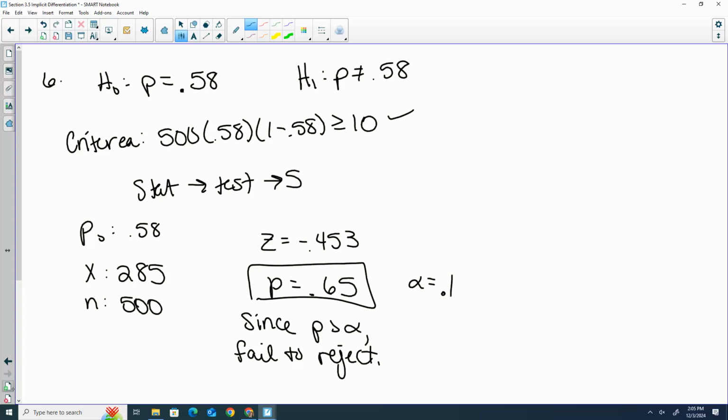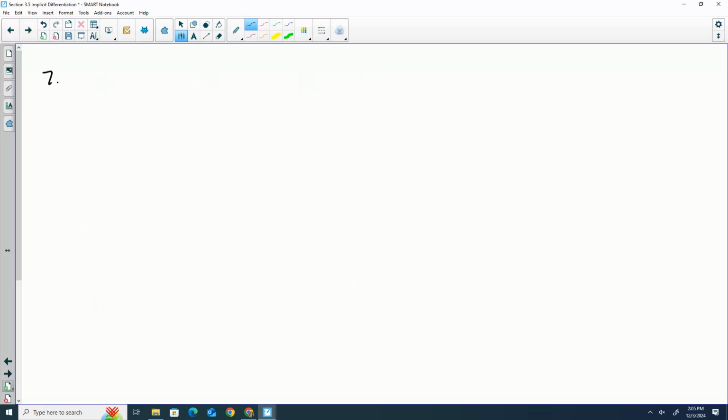Number 7. In 2002, the mean age. So what's my variable this time? So it tells me my mean age was 37.4. Sociologist wonders if the mean has increased, so the alternative would be greater than.